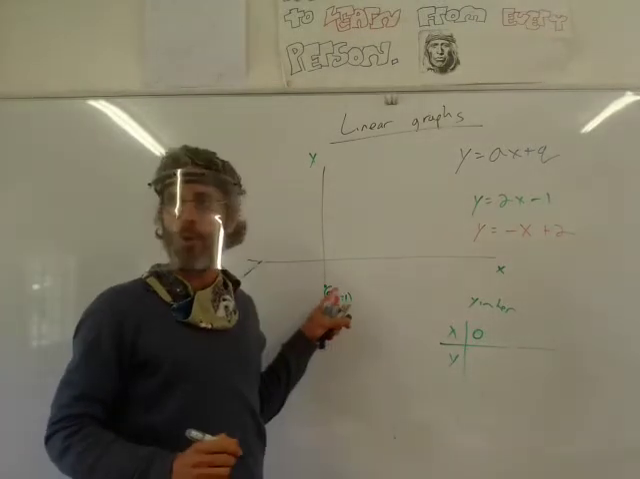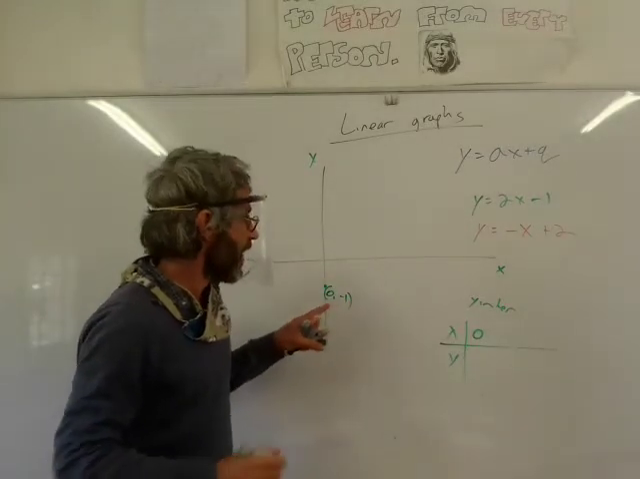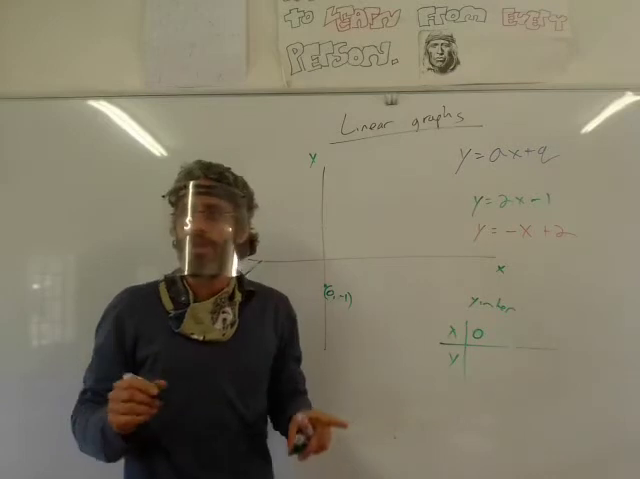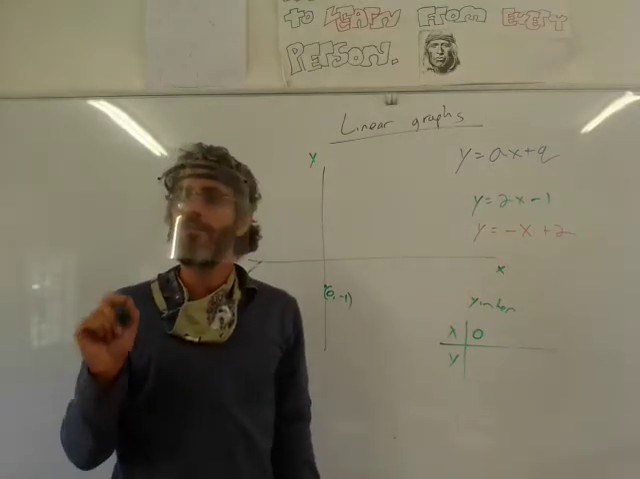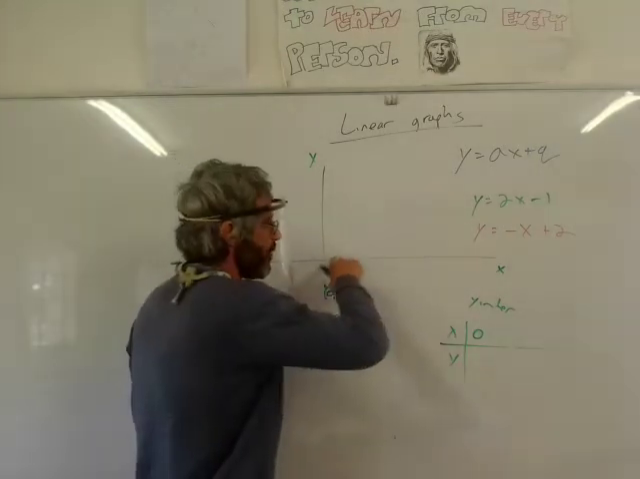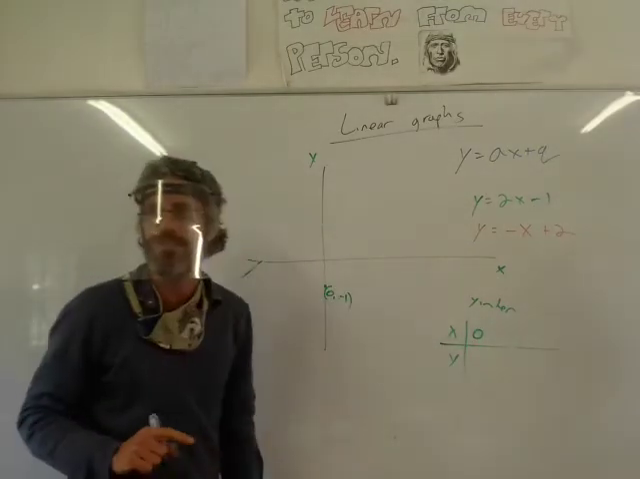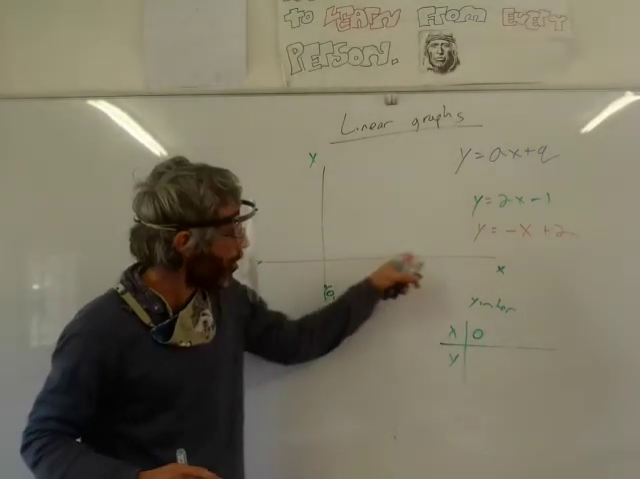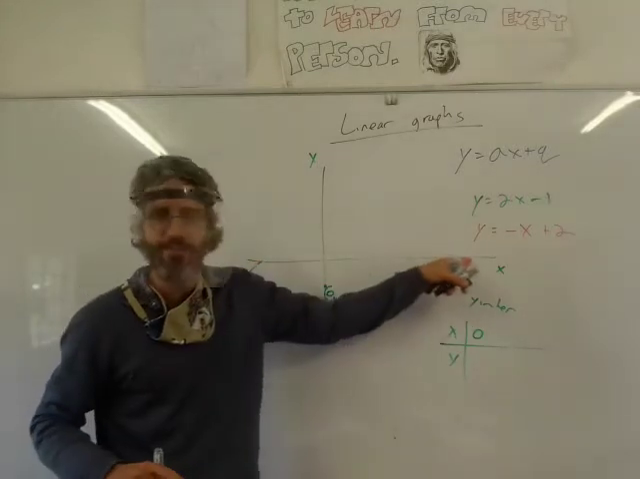Now I need one more point for the graph. I can use any point. I can put x equal 1. But what I want you to do, it's an important skill to learn, is to find out what's the x-intercept. What happens to the y when the graph crosses the x-axis? What is the y along this x-axis? What is the y value?